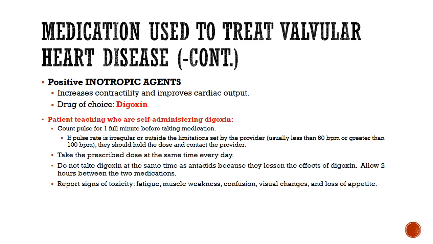Do not take at the same time as antacids because they can lessen the effects of digoxin. Allow at least 2 hours between the two medications, and make sure that you know and that the patient knows what the signs of toxicity are, which is fatigue, muscle weakness, confusion, visual changes, and loss of appetite, which is also known as anorexia.